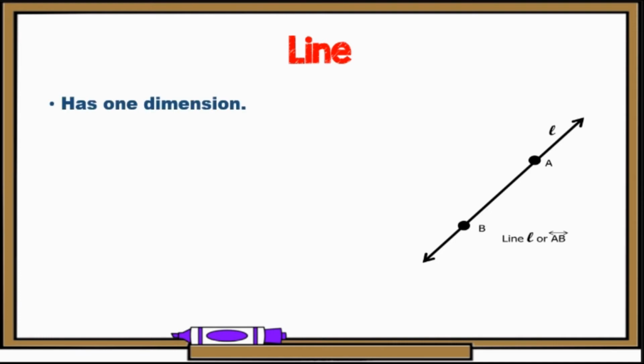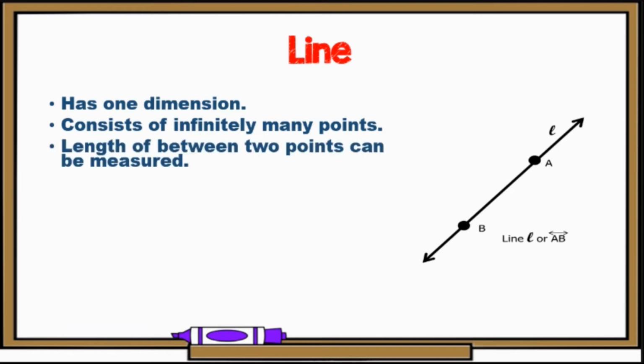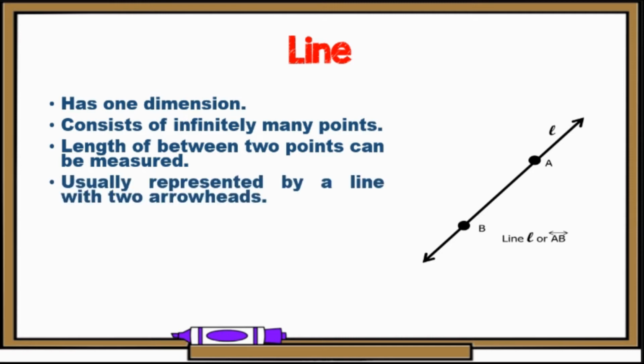Now let's go to lines. A line has one dimension. It consists of infinitely many points. The length between 2 points can be measured. In this figure here, we have line AB or line L. We have here a line segment AB. The distance between A and B can be measured.